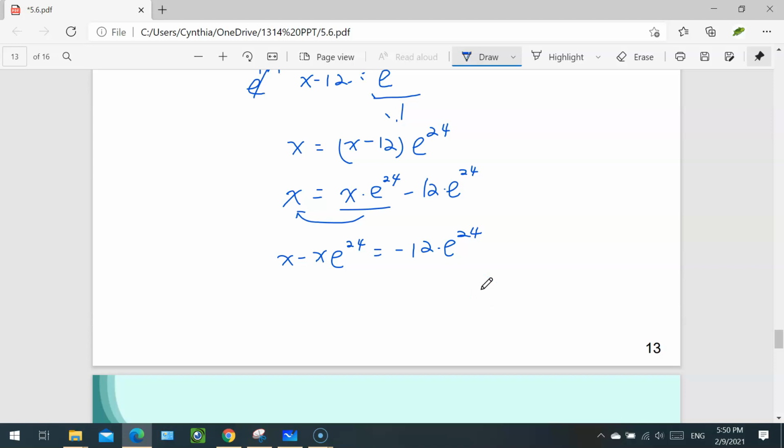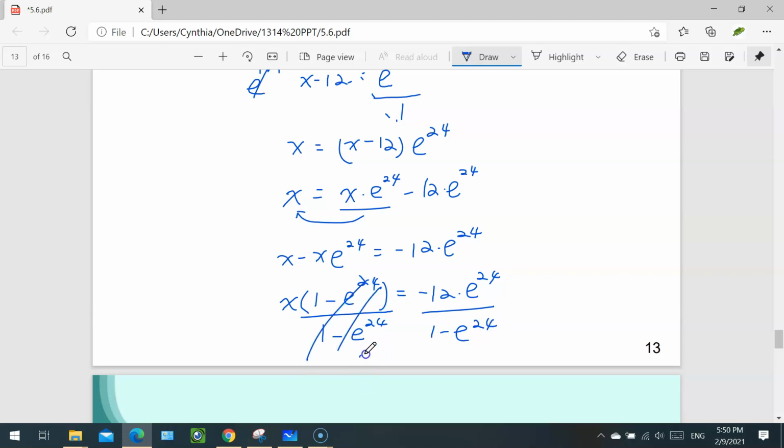Now, since I have the x term, x is the common factor. So I'm going to bring the x to the outside. And then the first term turns into 1 minus e to the power 24, equal to negative 12 times e to the power 24. Now we divide by 1 minus e to the power 24 on both sides, and then it will reduce. And then your x is equal to negative 12 multiplied by e to the power 24 divided by 1 minus e to the power 24.